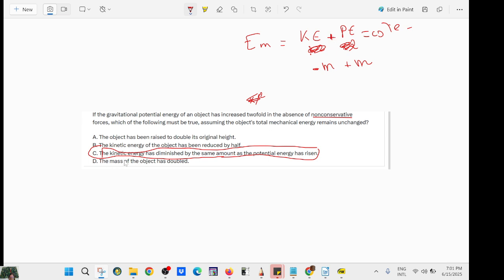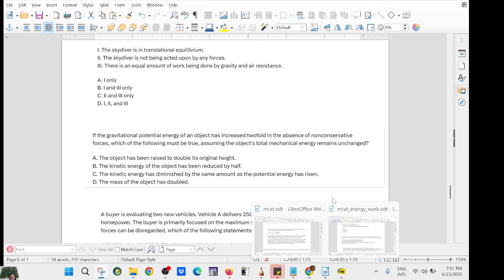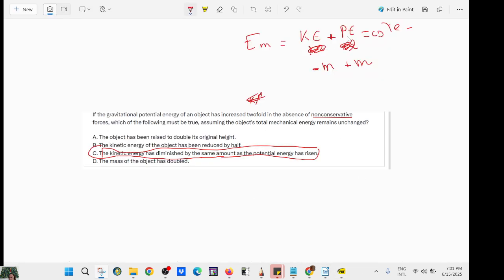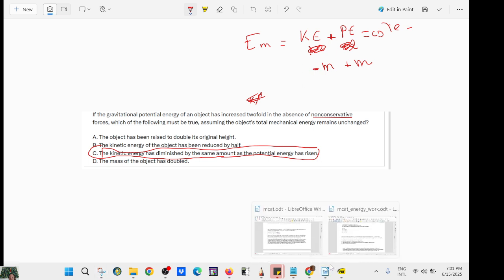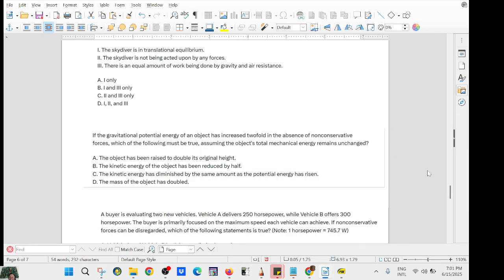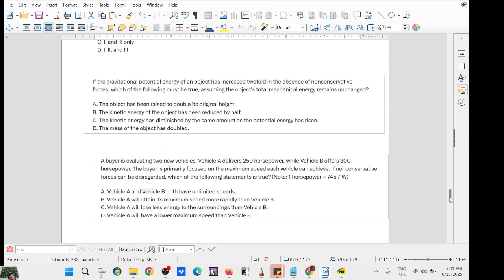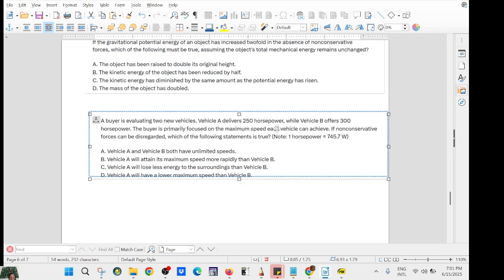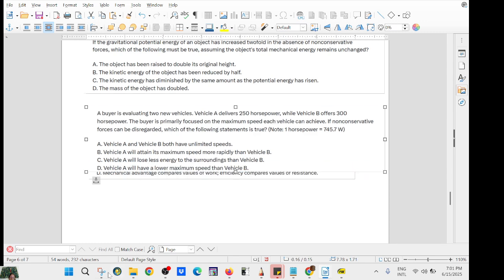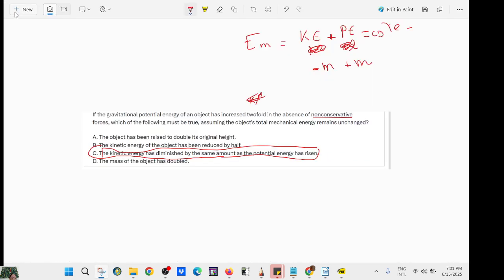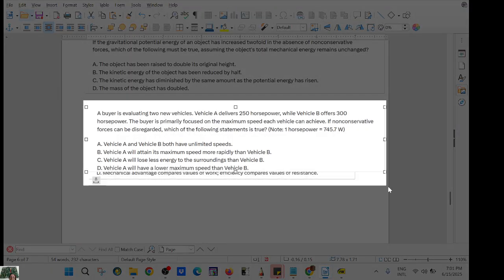So sorry, kinetic energy. Okay, so this one also was a tricky question. So the answer is C, because there is a plus here. So if you add to this one, you need to subtract from that one by the same amount. Okay, so this one also is a little bit tricky. So you can pause the video and think about it.